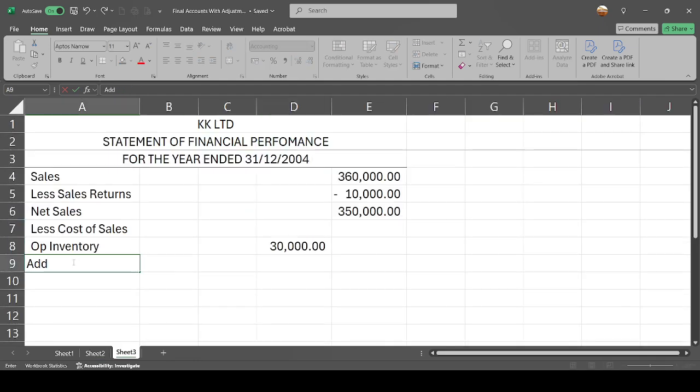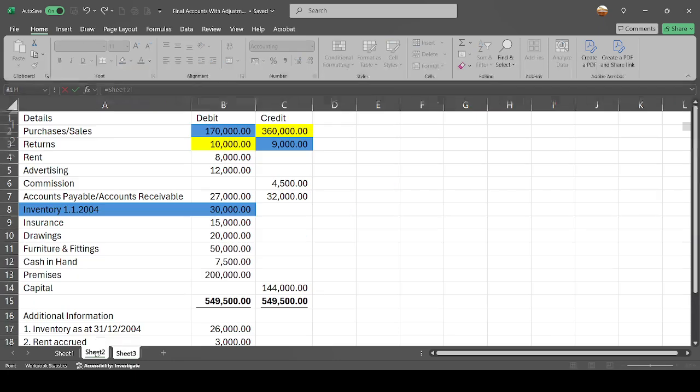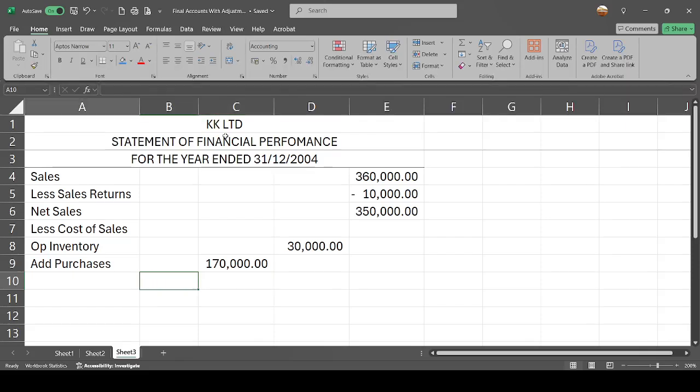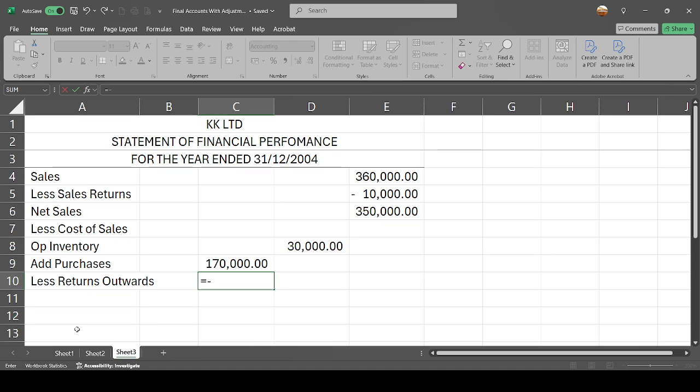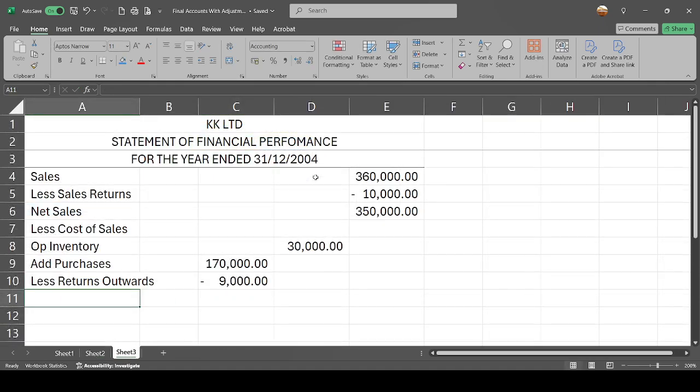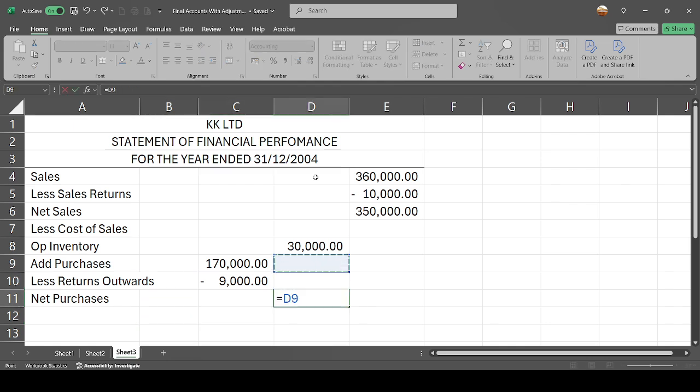Then we are adding purchases. We don't have any carriage inwards, so we just have less those returns. Our figure for purchases is here, 170,000. Then we are subtracting returns, and this is returns outwards, and the figure we are subtracting is 9,000. So this becomes our net purchases, that minus that, and the figure will be 161.